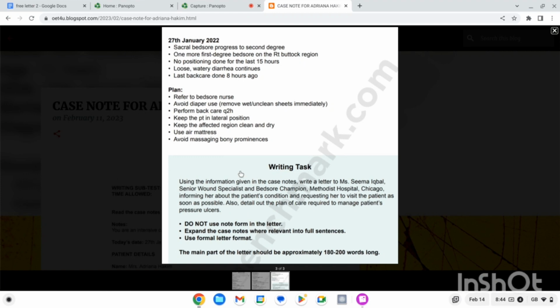When you read the writing task, you can see that the plan of care is mentioned, and we need to detail that plan in our letter. So what's the plan? Refer to bed soreness, avoid diaper use, perform back care 2 hourly, keep the patient in lateral position, keep the affected region clean and dry, use an air mattress, and avoid massaging bony prominences. These are the important care measures required to manage this patient's pressure ulcer.